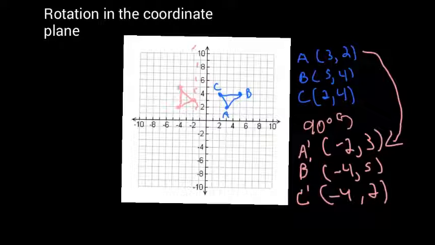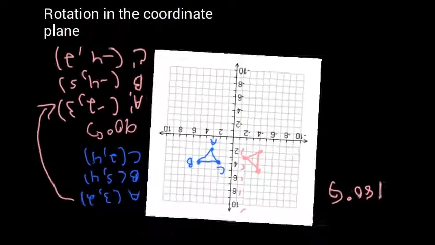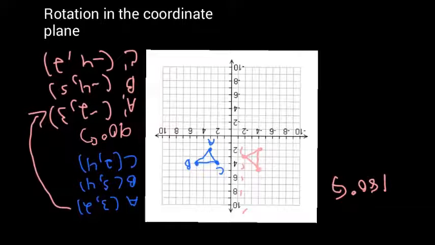So if we do another rotation, a 180-degree counterclockwise rotation, I'll pick this up and rotate it all the way around, and see, that's where it would end up, basically in that third quadrant. So A would be at (-3, -2). Let's pick a different color there. B would be at (-5, -4). And C would be at (-2, -4).